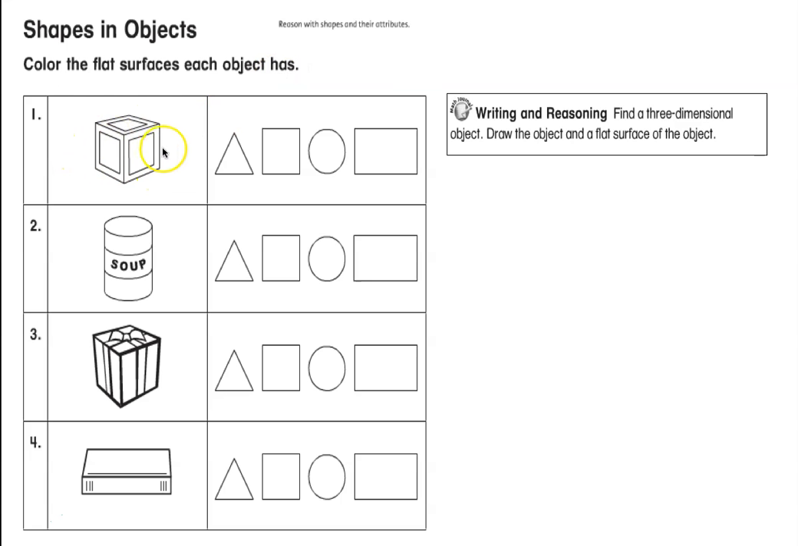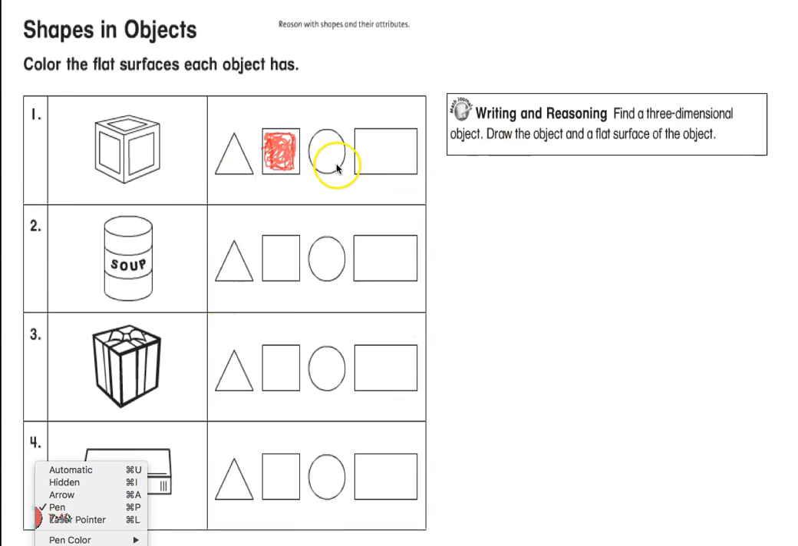I see a block. What two-dimensional shape can I find on the surfaces of this block? Let me see. Do I see a triangle? I don't think so. Do I see squares? Let me trace the shape. Yes, these are squares on the surfaces of the block. So I will color the square.